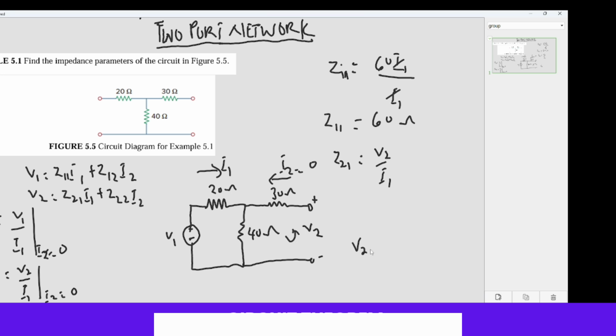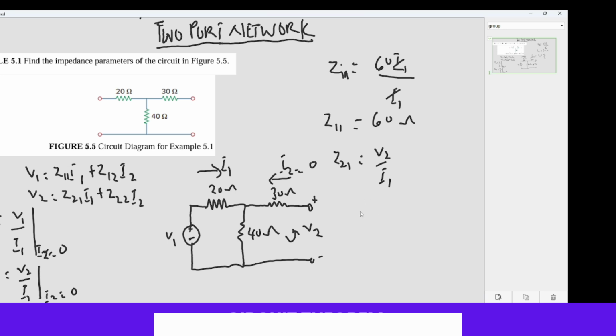So V2 minus I2, which is 0, times 30 ohms, minus the voltage across our 40 ohm resistor should be equal to 0, right? And that means our V2 is equal to the voltage across our 40 ohm resistor. Okay, so how do we find the voltage across our 40 ohm resistor? We realize that the current that is flowing through this 40 ohm resistor is the same I1 here.